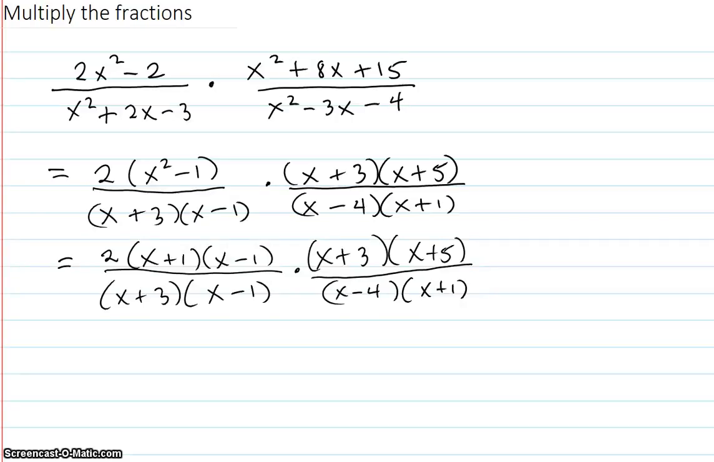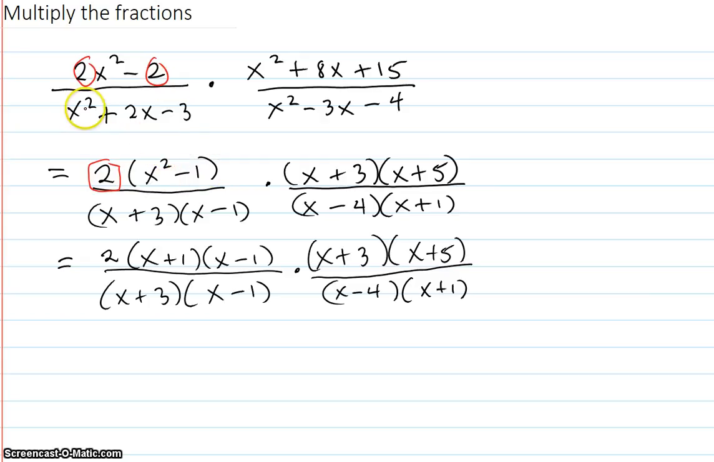Multiply the fractions. So these are algebraic fractions, and to multiply them, we're going to want to factor everything. That includes these 2's here. You can factor out a 2, so there it is, and you're left with x squared minus 1 from that term.